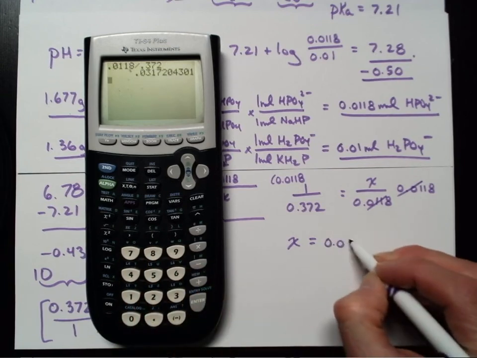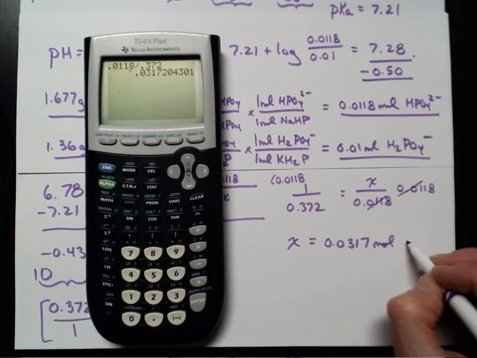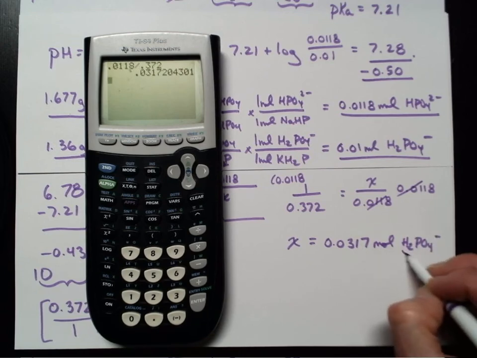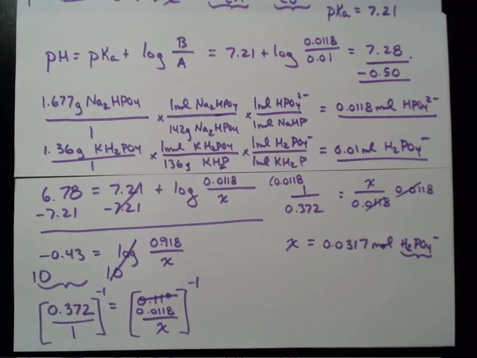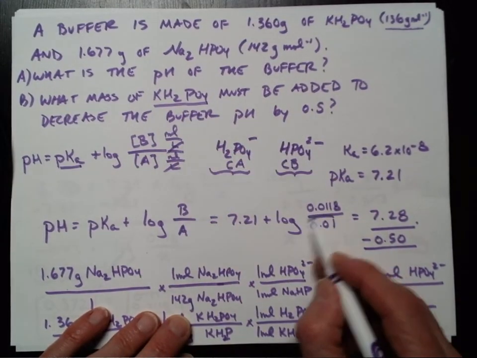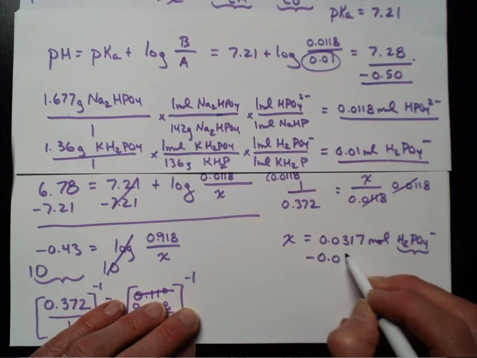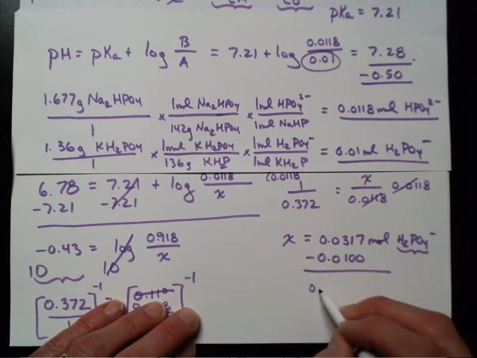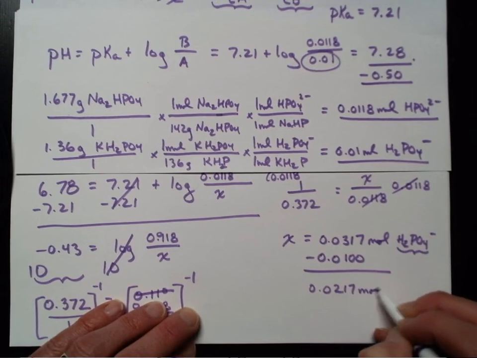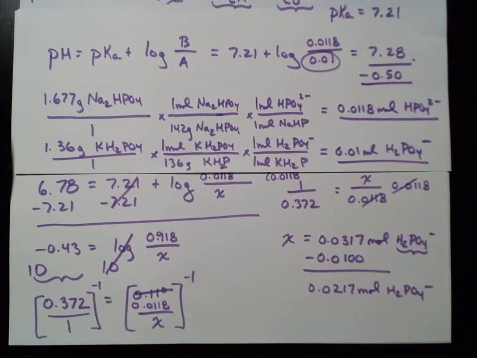That's going to be 0.0317 moles total of the acid, right? Yep, of this stuff. Oh boy, I've got to think this through. What mass must be added? Well, we started with 0.01 moles, and we need 0.0317, so I better subtract out how much we started with. So I'm going to need a total of 0.0217 moles of the dihydrogen phosphate. That's what I'm going to need.